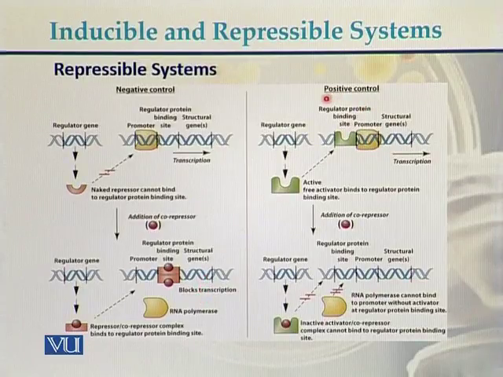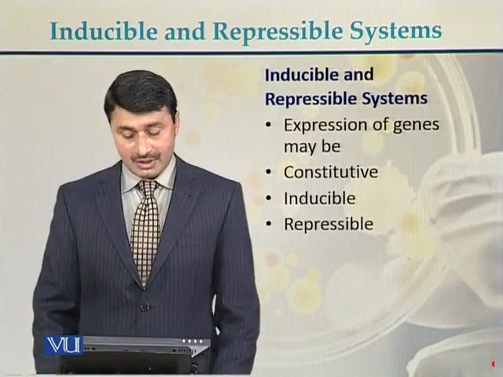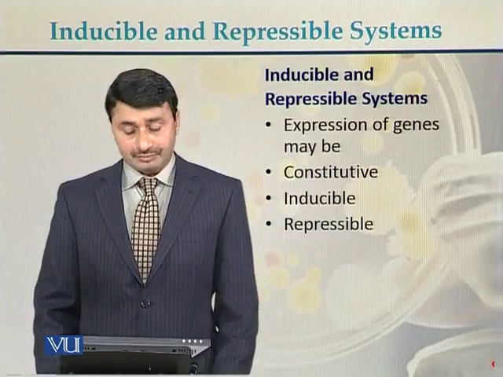And in the case of positive control, here is the regulatory gene, the active free activator. When it binds to the promoter region, there will be transcription, and when it does not bind to the regulatory region, there will be no transcription. So this is an example of the repressible systems in the form of negative control and in the form of positive control. So inducible and repressible systems are two different functions.